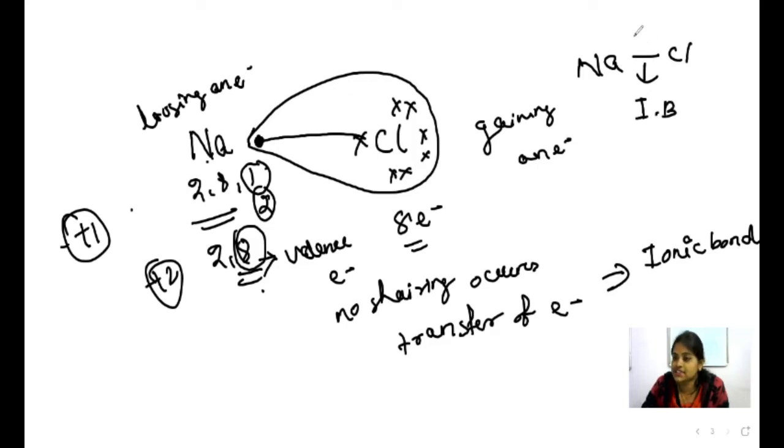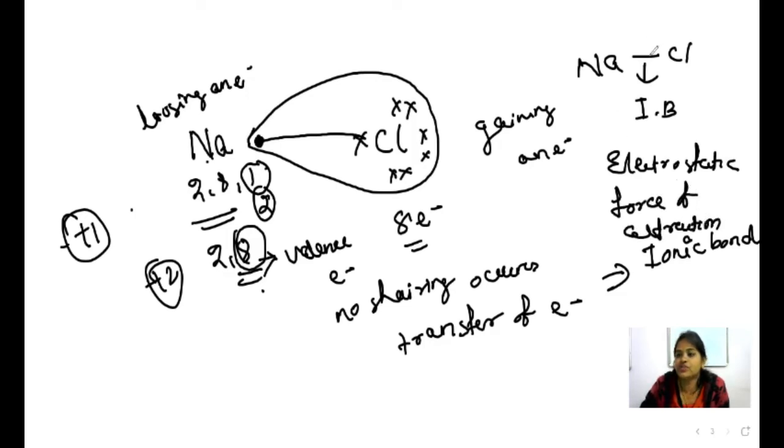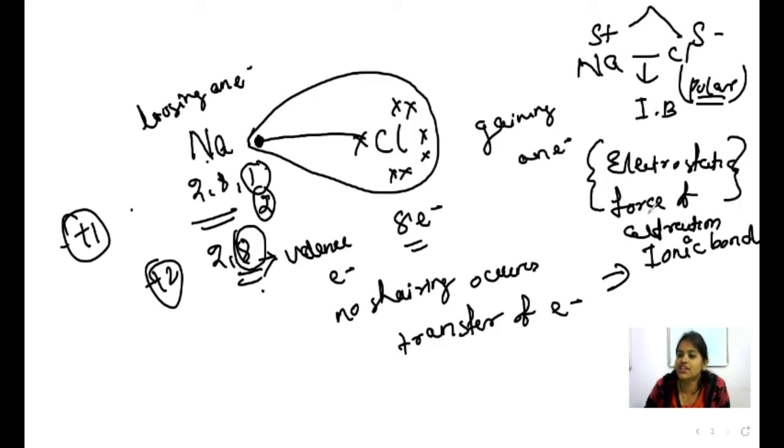Which force of attraction exists between them? There is an electrostatic force of attraction, because by gaining one electron, chlorine gains a partially negative charge. By losing one electron, sodium gets a partially positive charge. Charge separation occurs, and we know that if charge separation occurs, then that molecule becomes polar, and due to the oppositely charged particles, the force that exists between them is the electrostatic force of attraction.